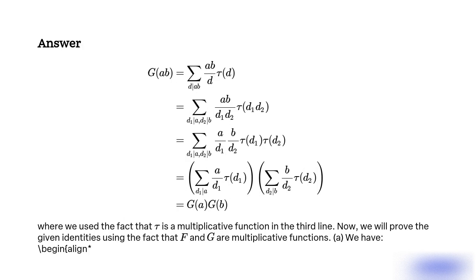g(ab) equal to the sum over d dividing ab of tau(ab/d), equal to the sum over d1 dividing a, d2 dividing b of tau(ab/(d1 d2)), equal to the sum over d1 dividing a, d2 dividing b of tau(a/d1) tau(b/d2), equal to the sum over d1 dividing a of tau(a/d1) times the sum over d2 dividing b of tau(b/d2), equal to g(a)g(b), where we use the fact that tau is a multiplicative function in the third line.